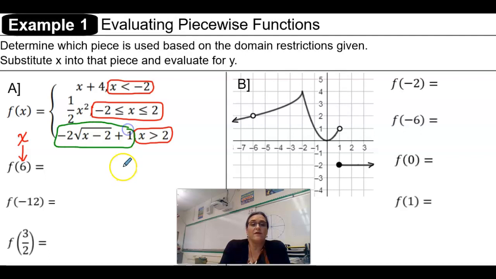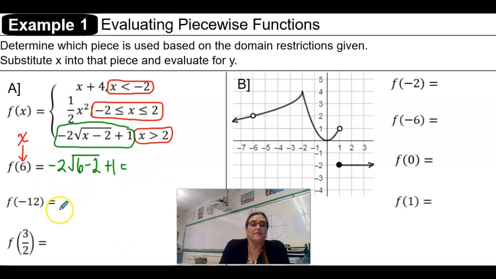So everything in front of the comma is the subfunction, and because 6 is greater than 2, I'm going to substitute that 6 in here for x. So I have a -2 square root of 6 minus 2. Then that quantity is plus 1.